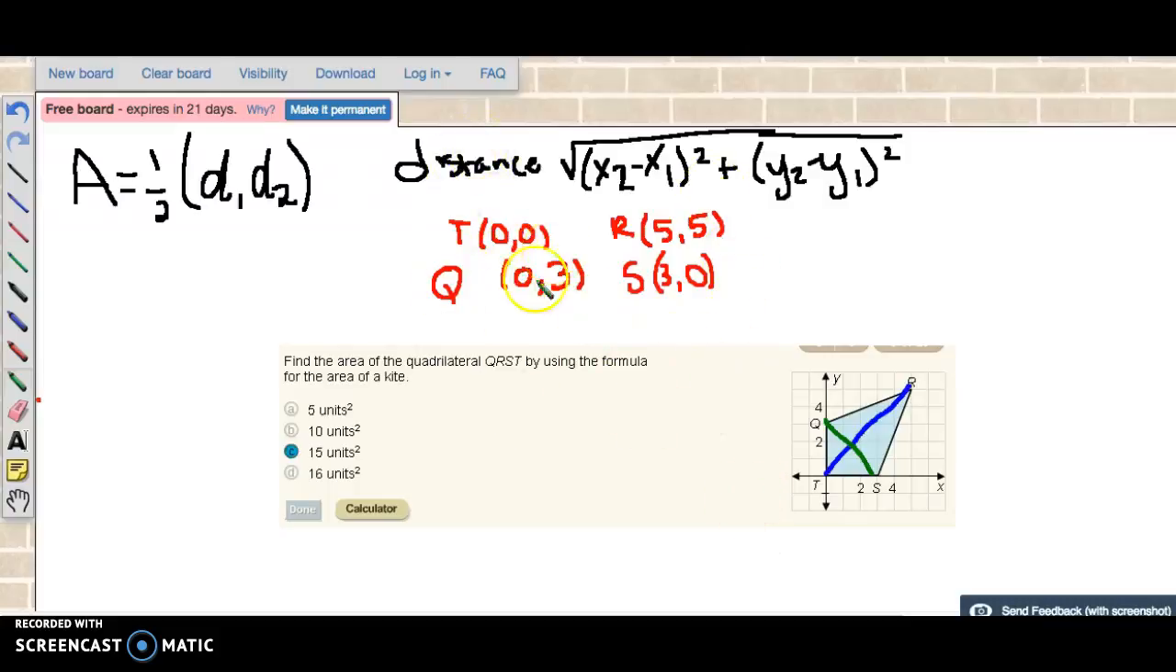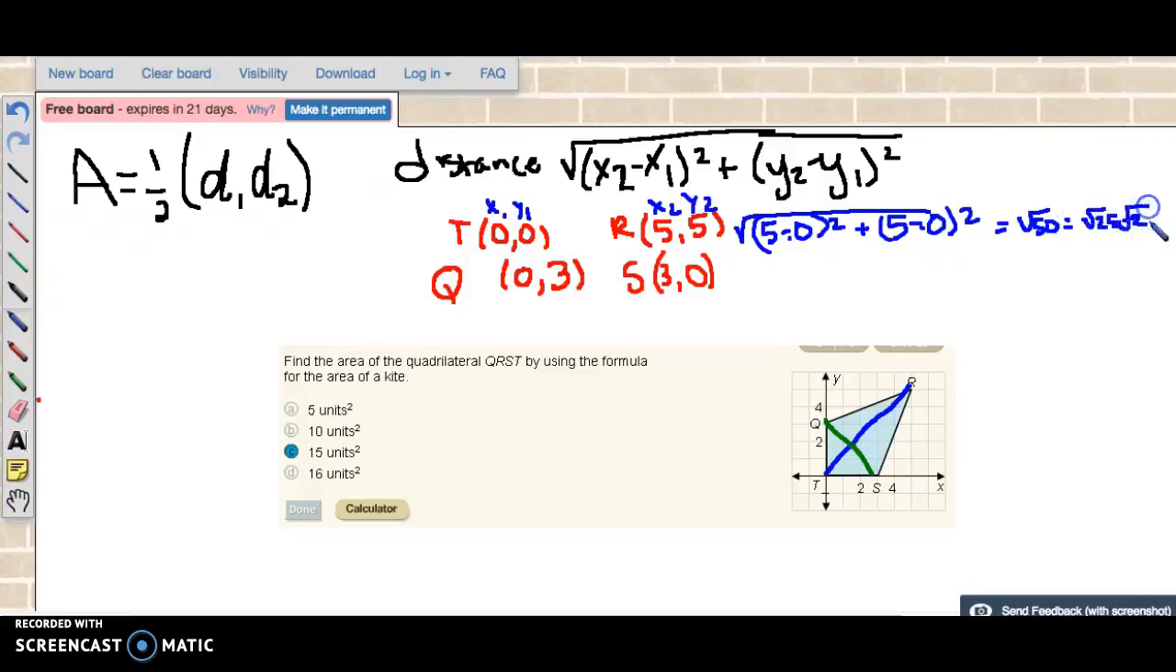The points are labeled already. If we're going to find diagonal 1, which is the blue one, and it's T to R, we're going to have to plug in the distance formula for this. So x1, y1, x2, y2, however you're going to label it, just keep it consistent. So 5 minus 0 squared plus 5 minus 0 squared is 5 squared plus 5 squared, so 25 plus 25 is the square root of 50, which can be simplified to the square root of 25 times the square root of 2, which is 5 times the square root of 2. So that's the length of diagonal 1.